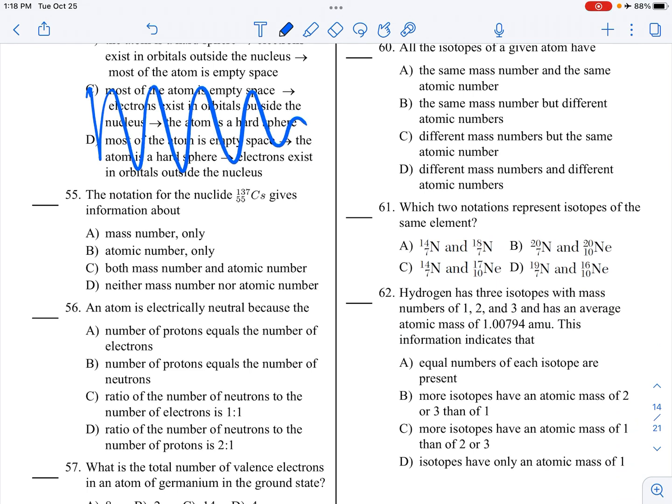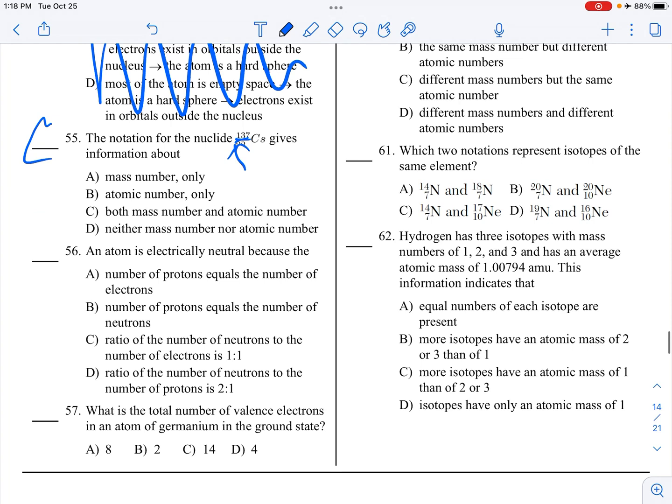So what does this tell us? It tells us the mass number, but it also gives us the atomic number. So this is the mass number, and that's the atomic number. Why is an atom neutral? Because the number of protons, which are positive, equals the number of electrons, which are negative.